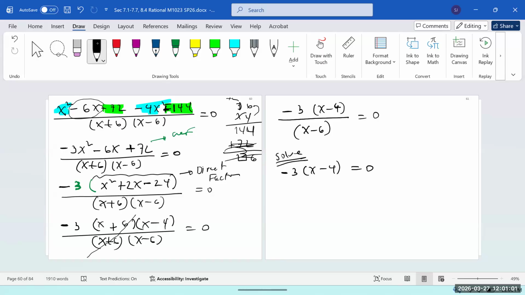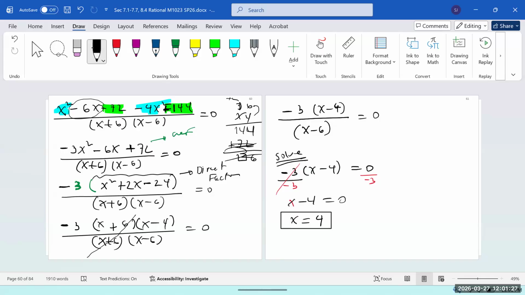So is it useful or useless? We get rid of all the useless things; we don't need them. We have x minus 4 equals 0. That gives us positive 4. So if you do it this way, you don't have to worry about the denominator. Why? Because we already canceled whatever we had a problem with.